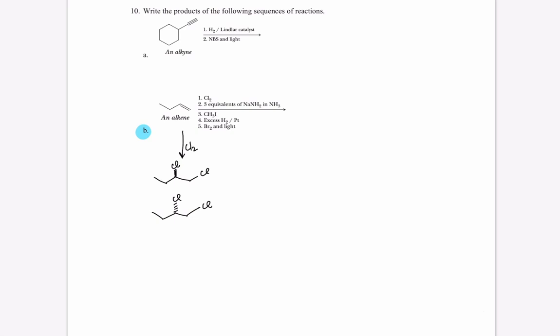In the next step, it is being reacted with three equivalents of NaNH2 in the presence of NH3, ammonia. But what's going to happen here? The NH2 minus is going to act as a base, abstracting one of the hydrogens. So here there are two hydrogens and a hydrogen here. The NaNH2 is going to act as a base, which will abstract one of these hydrogens.